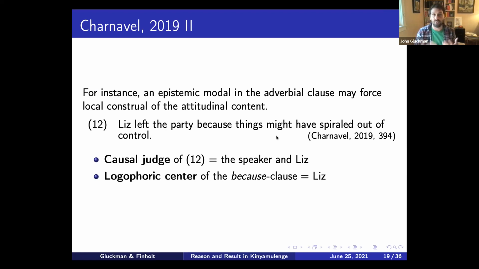Both of these people, if you ask them why Liz left the party, they could tell you an answer. They would tell you it's because of the possibility of things spiraling out of control, right? But only Liz is the logophoric center here, right? Because with might in that adverbial clause, we're really just talking about the epistemic possibilities relative to Liz's epistemic state, not the speaker's epistemic state, right? And so data like this illustrate that we really need to have these two perspectival positions in reason clauses.